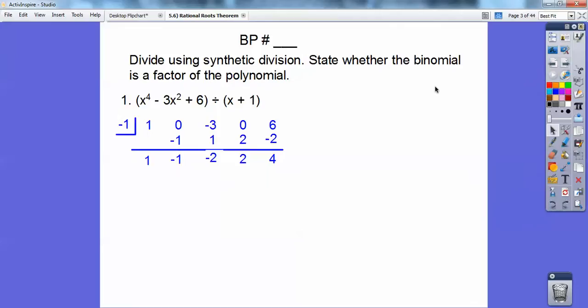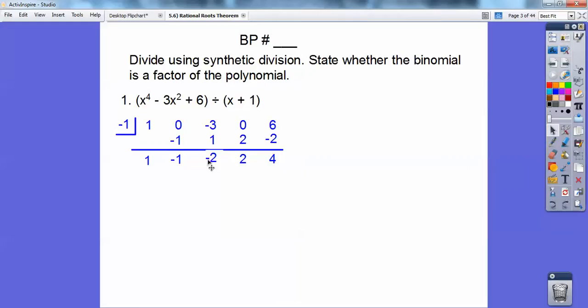So synthetic division, we always use the opposite of the number with the binomial. So for plus 1, the box number is going to be minus 1. Slide it down, times the box number is negative 1. Add: 0 plus negative 1 is negative 1. Times the box number, negative 1 times negative 1 is 1. Add, times the box number, add, times the box number.